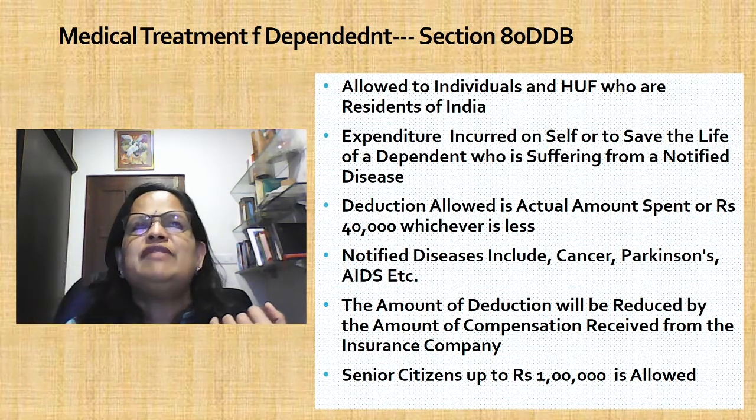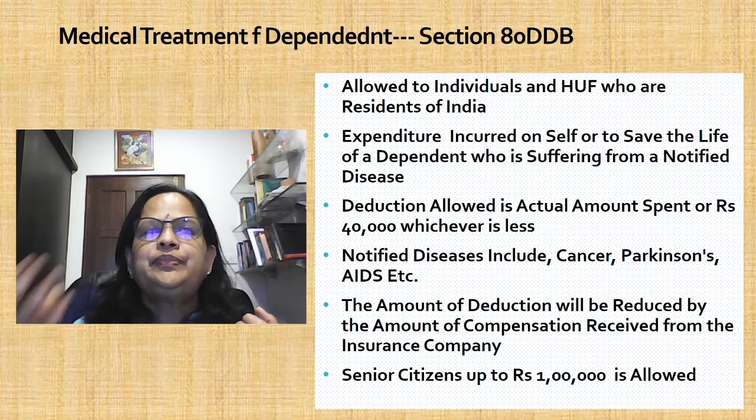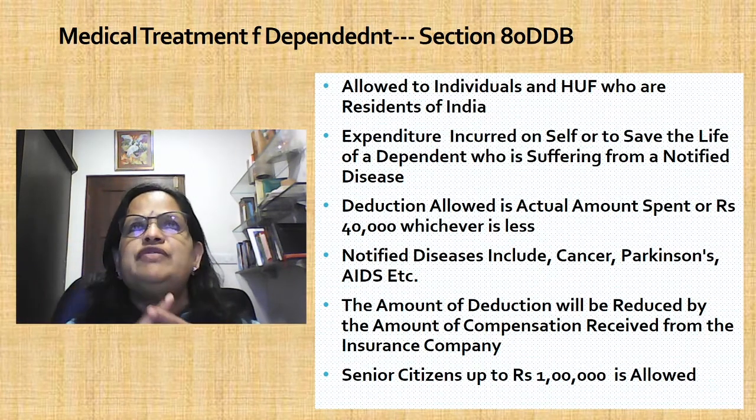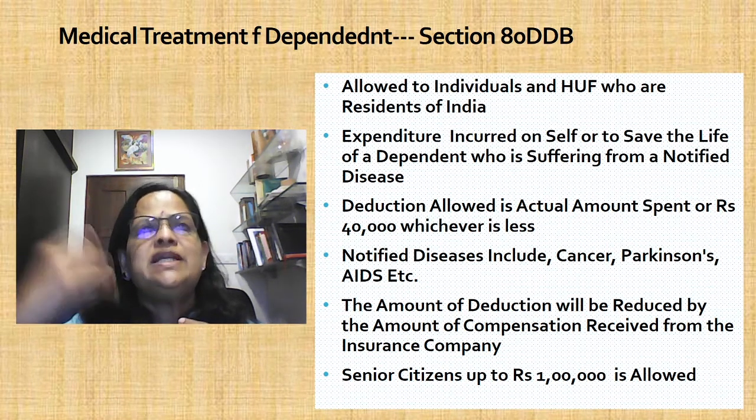See, for example, if I had spent 50,000 in this case for a dependent relative, in that case, the comparison is between 50,000 and 40,000, the statutory limit. So I will get 40,000. But there is one condition you can see in the next point.